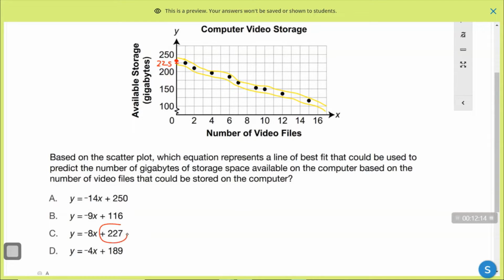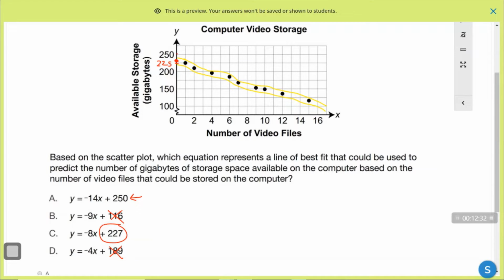And looking down below, I notice that the only number that exists between 225 and 250 for my y-intercept is that 227 in C. 250 would be close, but that would really be on the high end if it was up top there. 116 is definitely too low, and 189 is definitely too low.